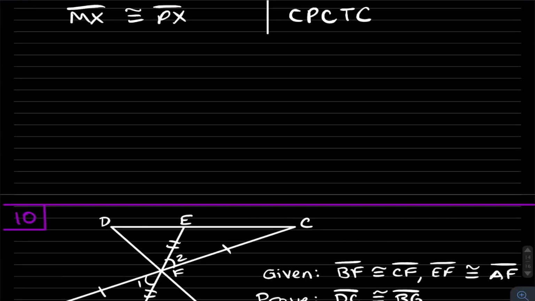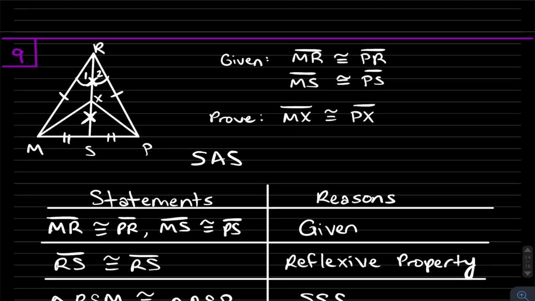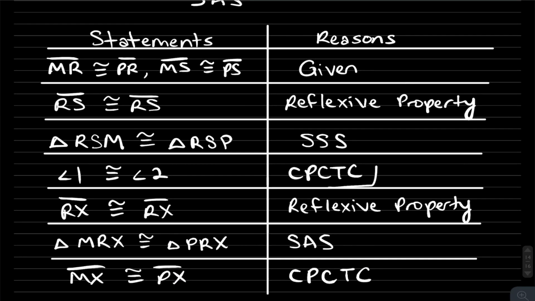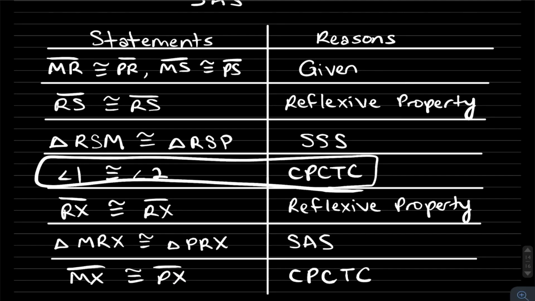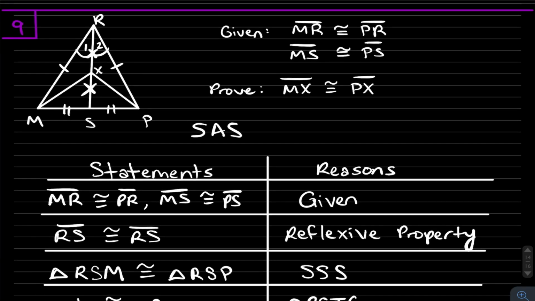In the last problem, we started off by proving that the two big triangles were congruent, and then we had a little bit of CPCTC. And that allowed us to go whatever route we really wanted to. We could have done the upper triangles. We could have done the lower triangles, right? Whatever we wanted, because CPCTC gave us so much information.